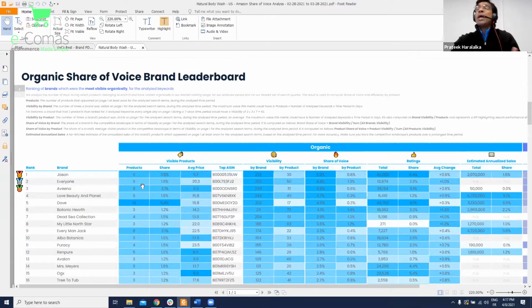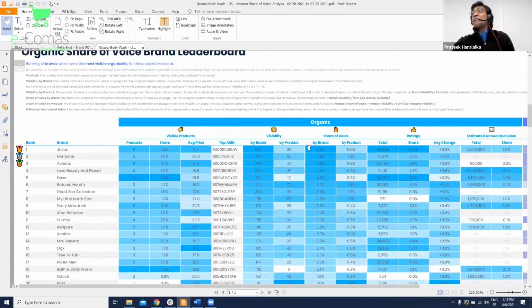The more visible you are, the more you're going to sell. These 9 products were cumulatively visible 272 times. The maximum possible visibility, guys, is the number of products, times the number of keywords, times the number of days. That's the best case scenario. Of that, Jason managed to capture a visibility of 272 times, and that gives it a share of visibility of 5.2%.